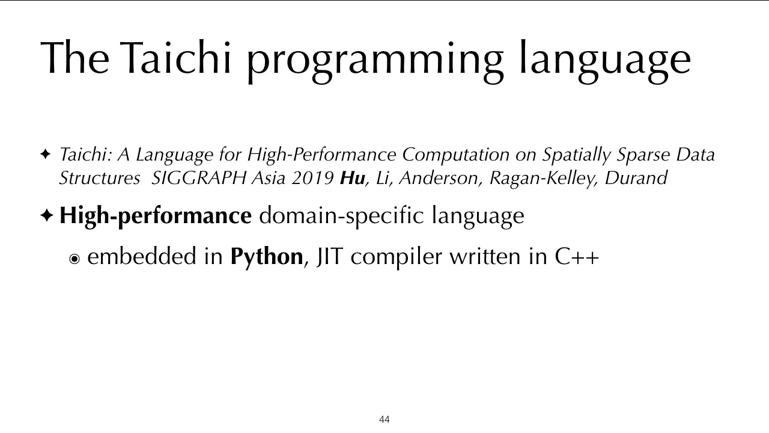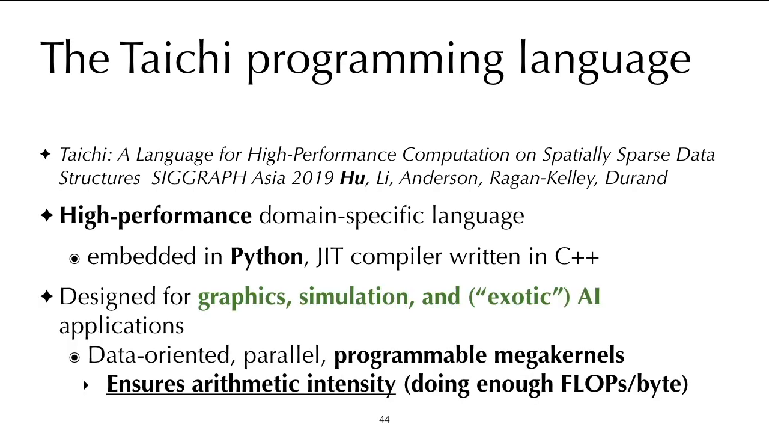It has multiple backends. You can write Taichi code in Python, and then it will run on multi-thread CPU or GPU, just as TensorFlow. Taichi is more specifically designed for graphics simulation and more exotic AI applications. I mean, those AI components that cannot be easily implemented using TensorFlow. Usually, you have to manually write CUDA kernels for those operators in TensorFlow. But in Taichi, it's very easy to write those.